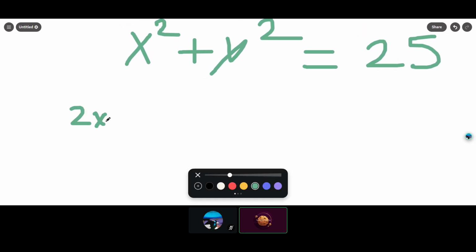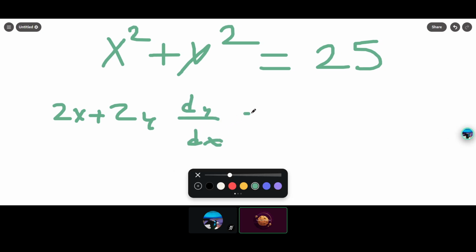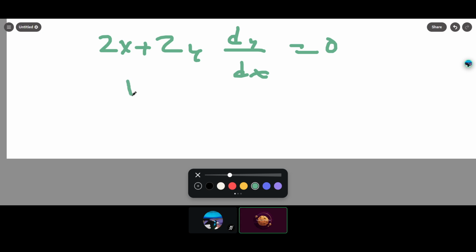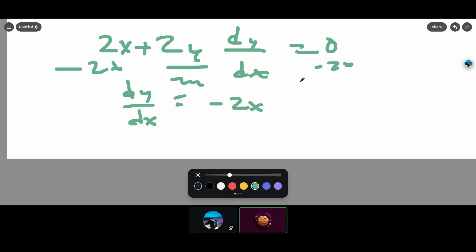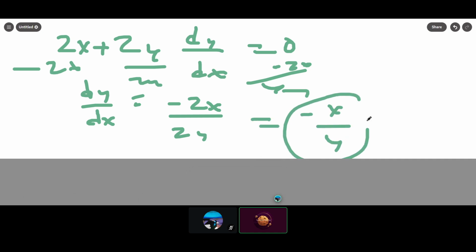So this is 2x plus 2y dy over dx is equal to 0 because the derivative of a constant is 0. Then we can isolate for that dy over dx. So we subtract 2x on both sides, negative 2x, and then we divide by 2y on both sides. You can simplify this to negative x over y, and that is your final answer.